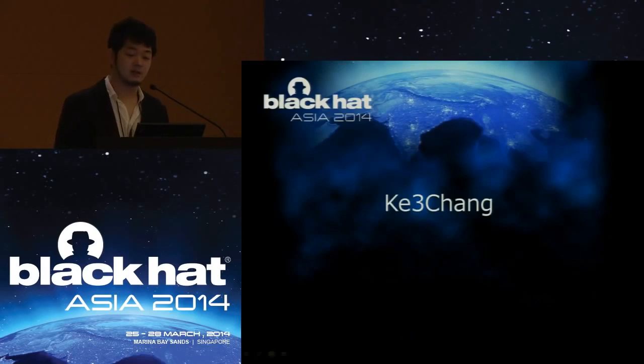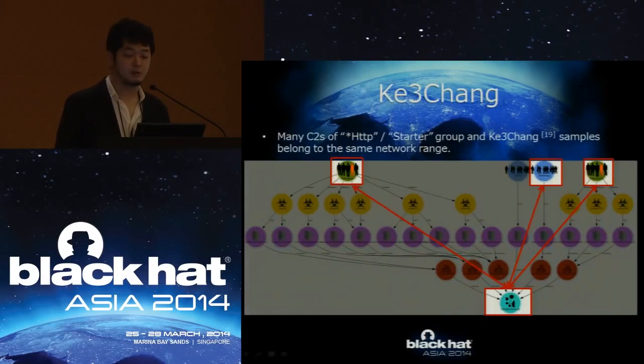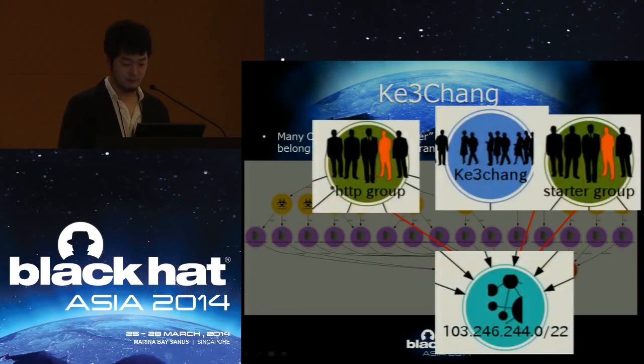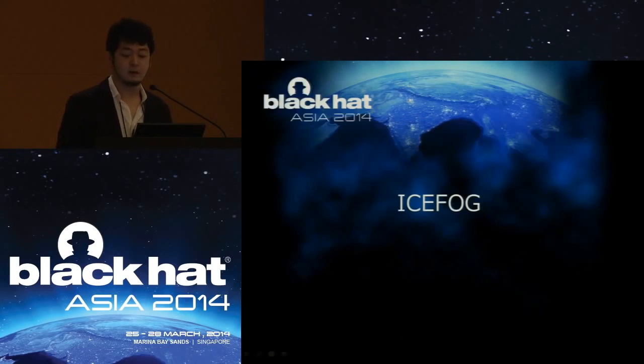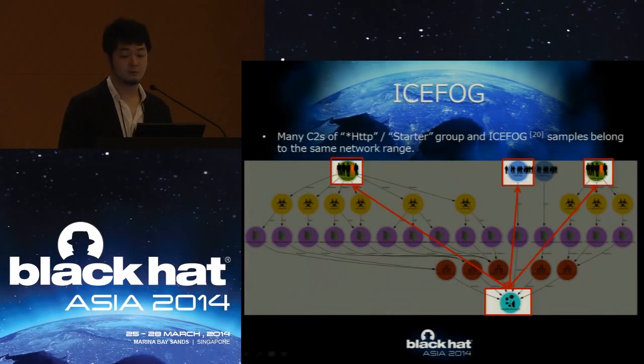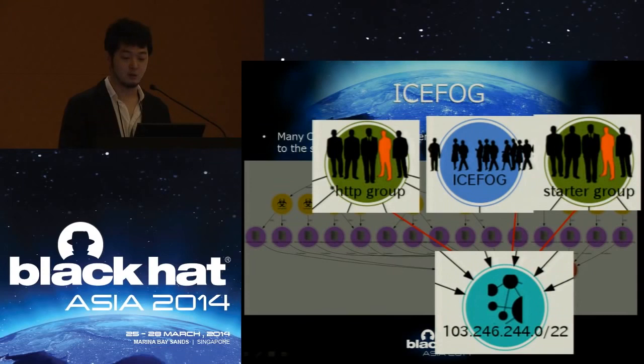Next, K3chan. K3chan is reported by FireEye. The HTTP group, the starter group and the K3chan sample belong to the same network range. This network range. And IceFog. IceFog is reported by Kaspersky. One of the IceFog C&C servers also belongs to the same network range we described in the K3chan part.